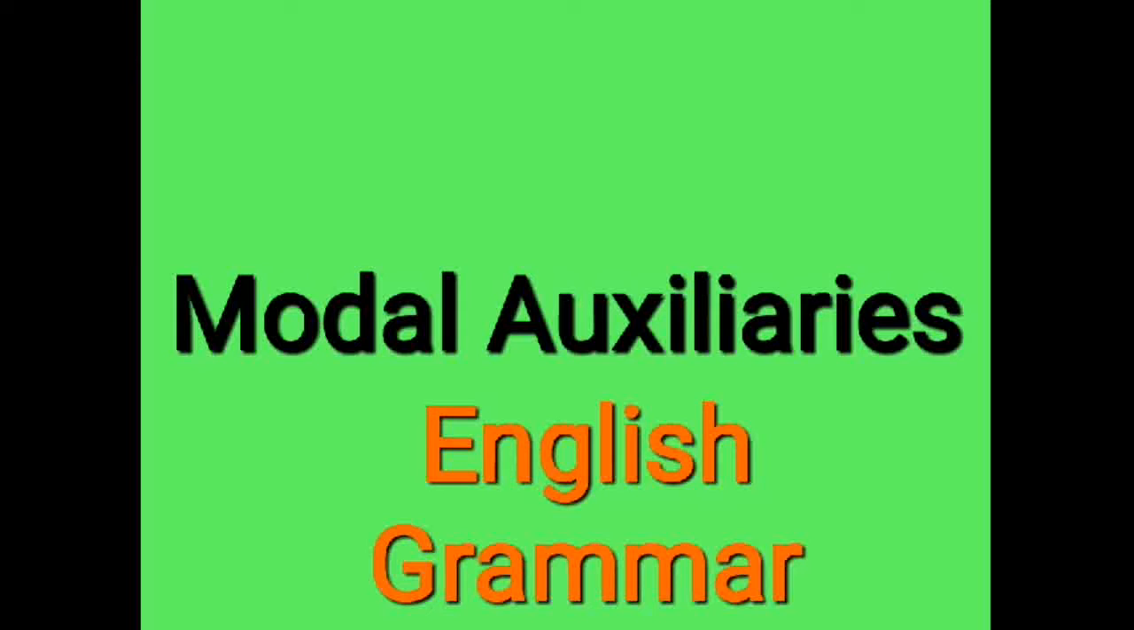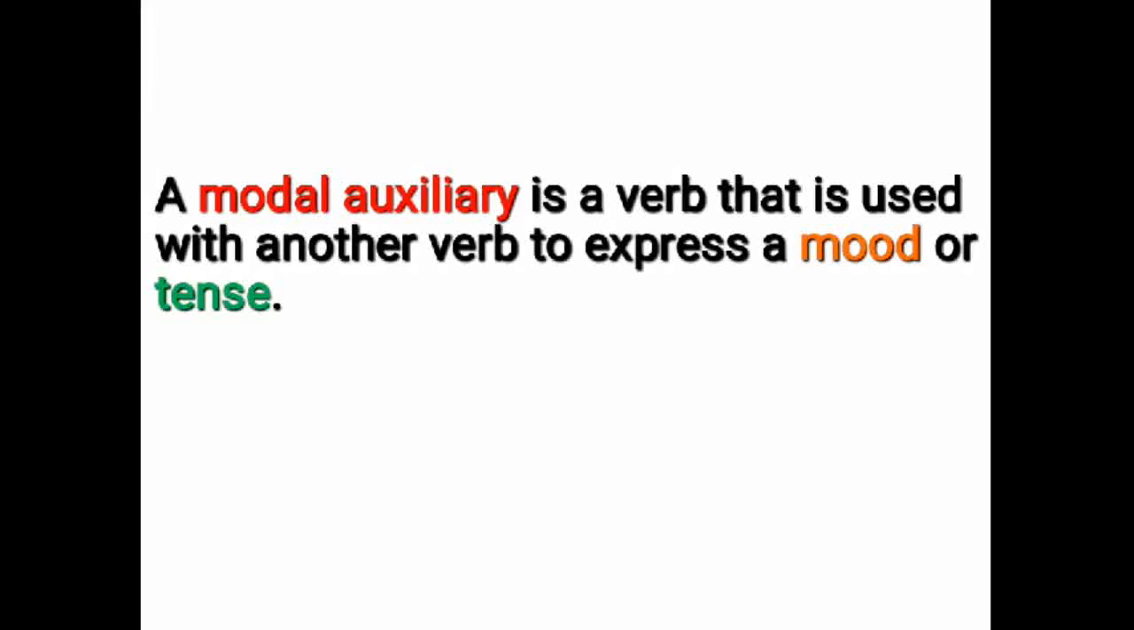Today I am going to teach you the topic modal auxiliaries. A modal auxiliary is a verb that is used with another verb to express a mood or a tense. A modal auxiliary is also called a helping verb. It helps the main verb to describe an action that happened in the past, is happening in the present, or will happen in the future. A modal auxiliary is a verb that is followed by a main verb.